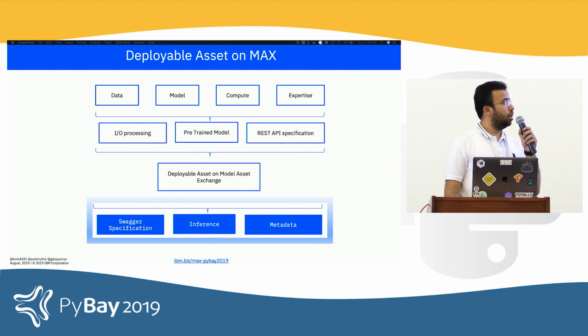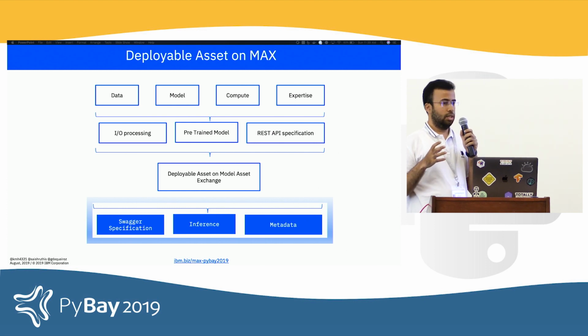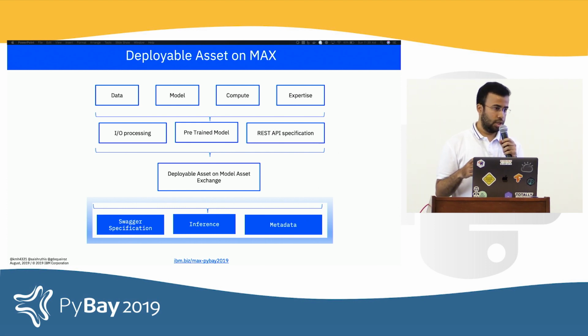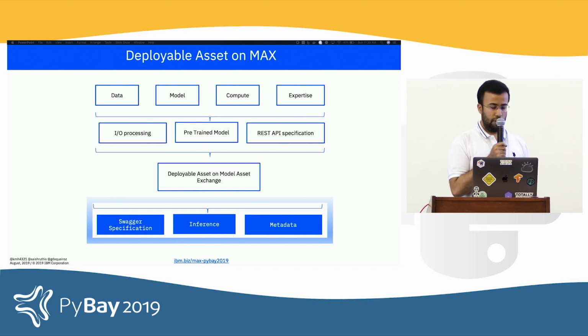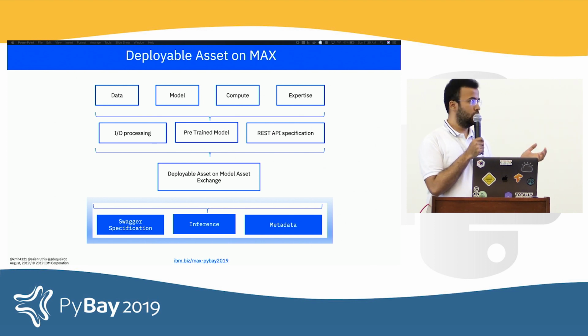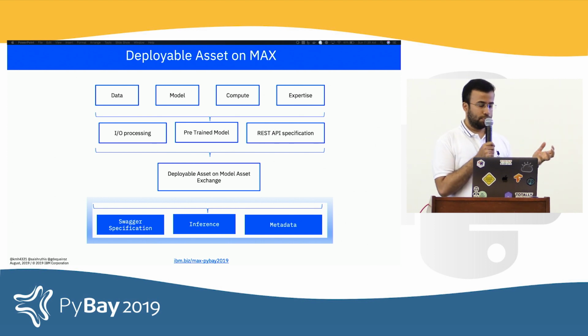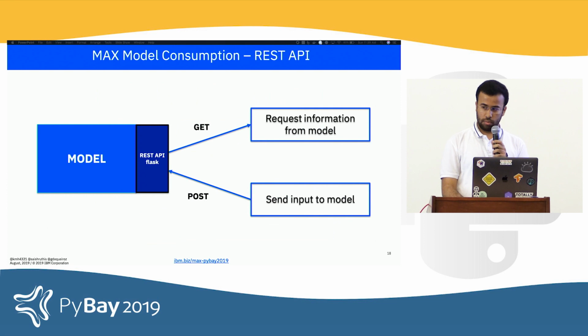So all of this top half is what I was talking about. So we have all of these bundled as a deployable asset on Model Asset Exchange. But what you as a user or at the application see is a couple of endpoints, inference and metadata. And we also have Swagger as the UI that comes out of the box.